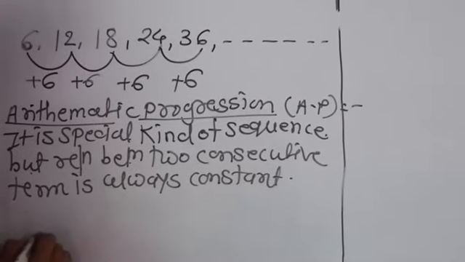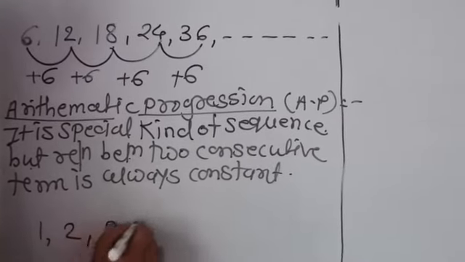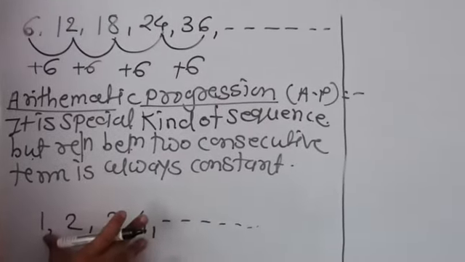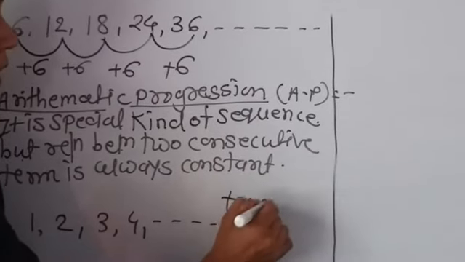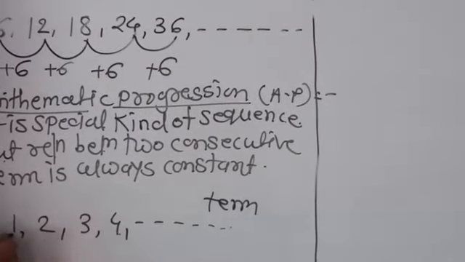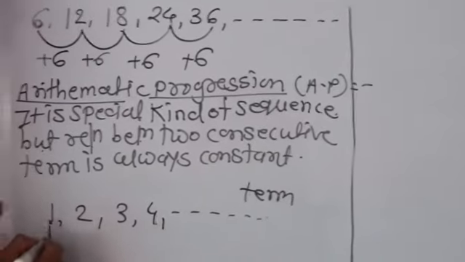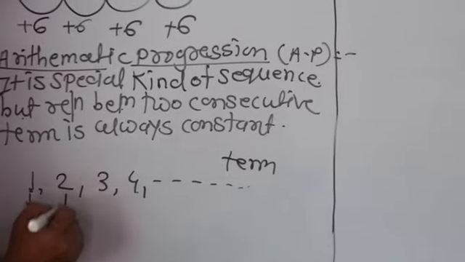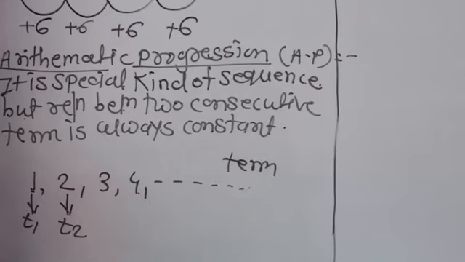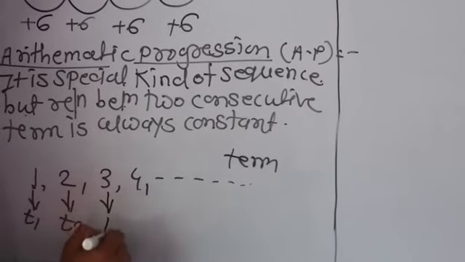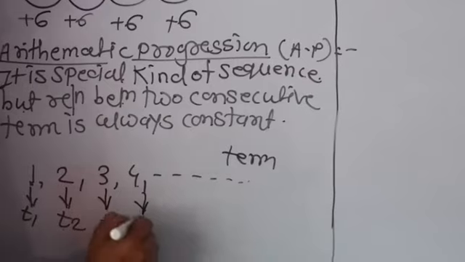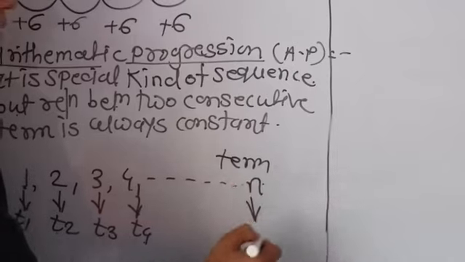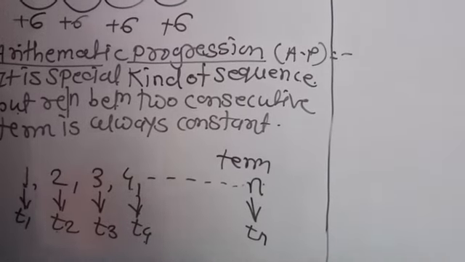So see the next series. Suppose I am writing here the numbers 1, 2, 3, 4. So students, all these numbers are called terms. All these numbers in a number series are called terms. The first number is called the first term and it is denoted by T1. The second number is the second term, denoted by T2. The third number is the T3 term. The fourth number is the T4 term. And here the nth term is denoted by Tn.